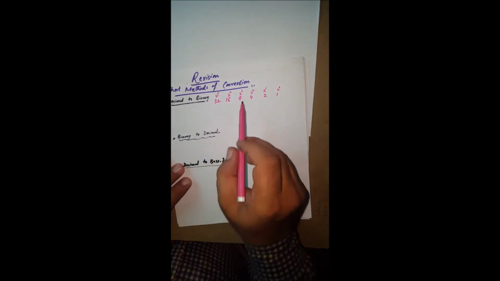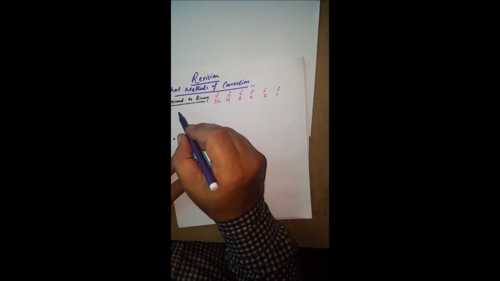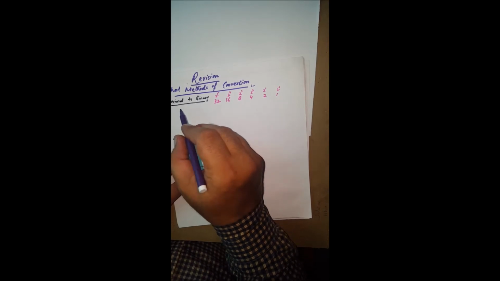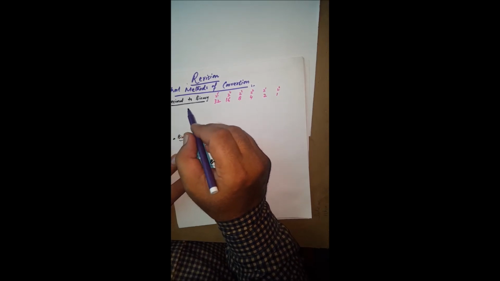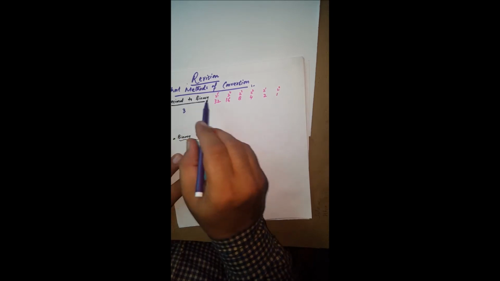Now, we have to convert a decimal number to binary. For example, we want to convert a decimal number 3 into binary.